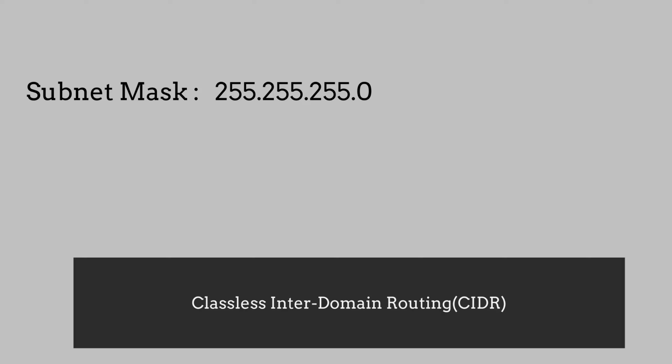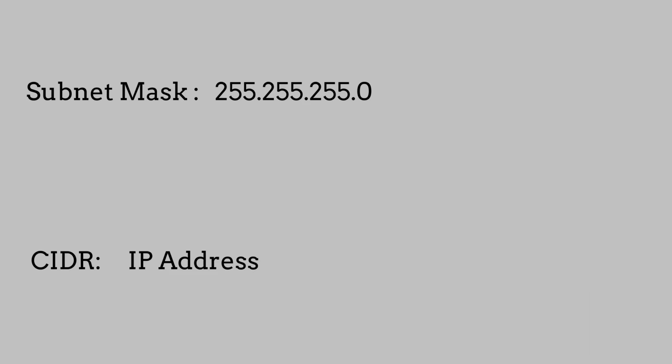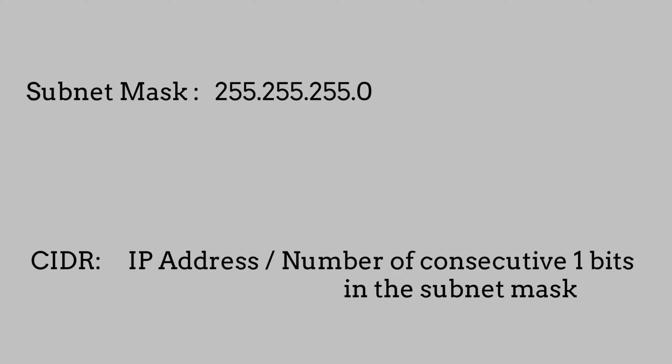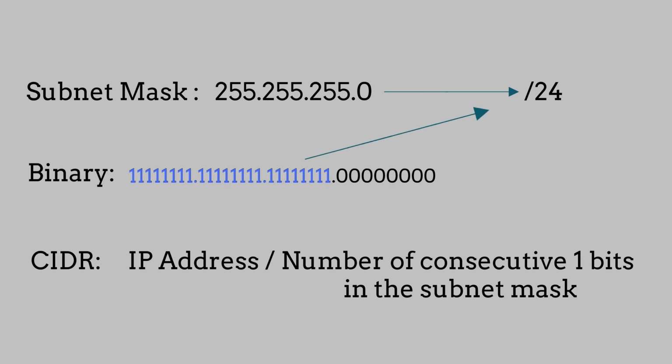Subnet mask can also be represented in another way using classless interdomain routing or the CIDR notation. In CIDR notation, the subnet mask is expressed as a slash following the IP address, then a number which represents the count of consecutive 1 bits in the subnet mask. So, instead of saying our subnet mask is 255.255.255.0, we could say it is /24. This is because 255.255.255.0, when converted into binary, has 24 bits set to 1.